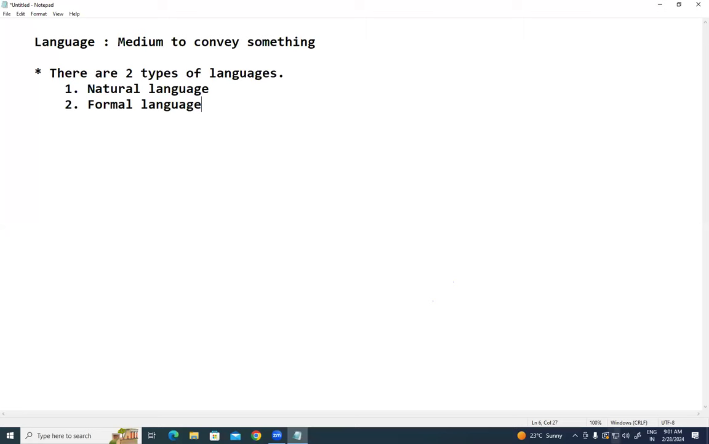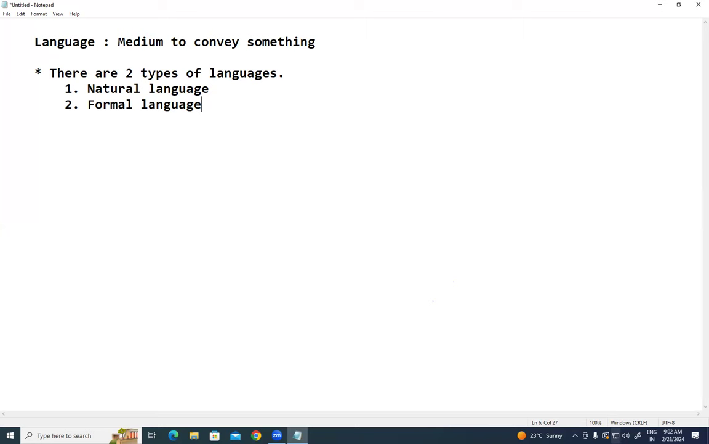What does language generally mean? Language is a medium to communicate, right? It's a medium to convey something. That is called language, right? So what can we do with natural language? We can convey anything and everything. We can also convey past, present, future. Am I right or not? Can we convey in English about the past, something that happened yesterday?